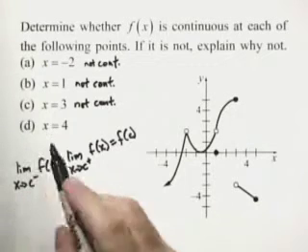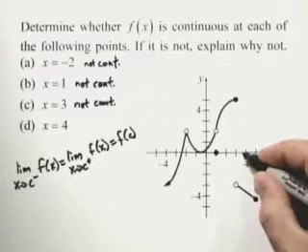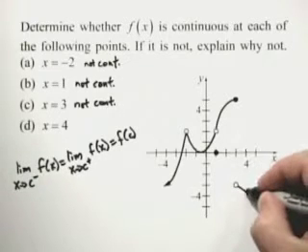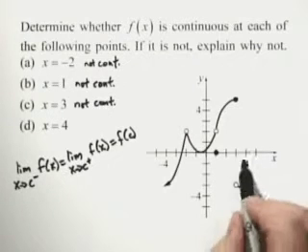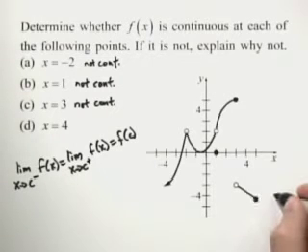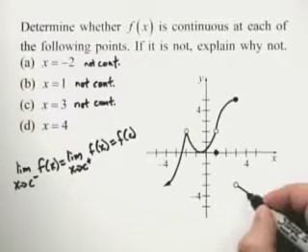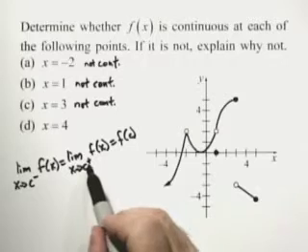In our last point, x equal to 4, we look and see that the function is defined at x equal to 4. As we approach x equal to 4 from the left, we see the value of the function looks to be about negative 4. As we approach 4 from the right, we get that same value for the limit, negative 4. So our limit from the left is equal to our limit from the right.